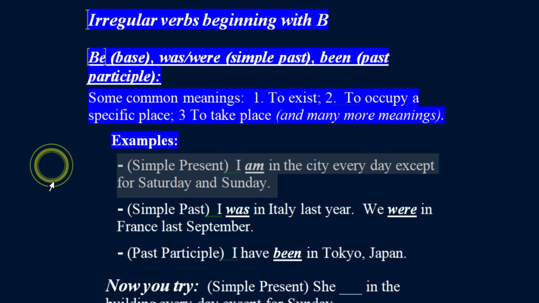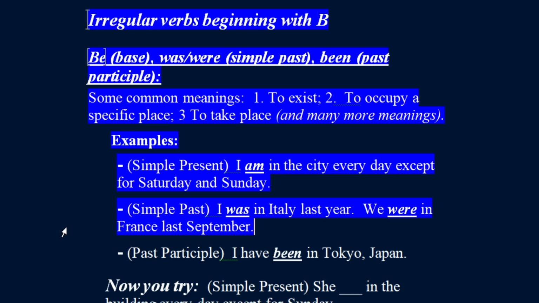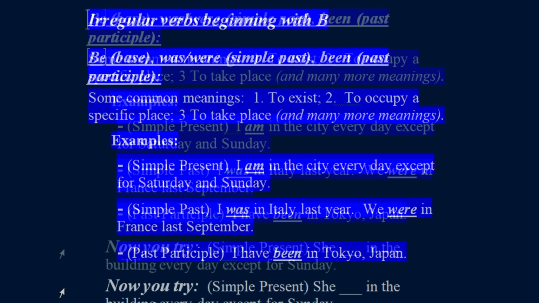Examples. Simple present. I am in the city every day except for Saturday and Sunday. Simple past. I was in Italy last year. We were in France last September. Past participle. I have been in Tokyo, Japan.